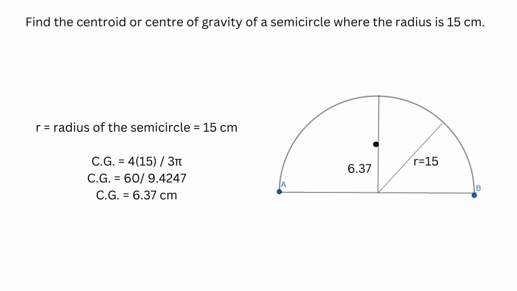Let's do a small problem. Find the centroid or center of gravity of a semicircle where the radius is 15 centimeter. So we know radius is 15 centimeter. You use the equation. The distance of the centroid from the base is 4r divided by 3 pi, which is 4 into 15 divided by 3 pi, which comes to 6.37 centimeter.